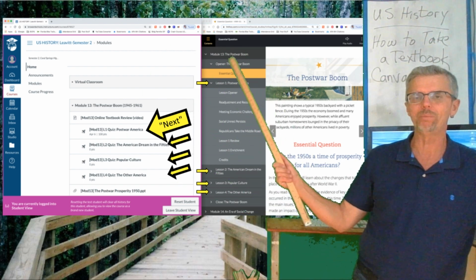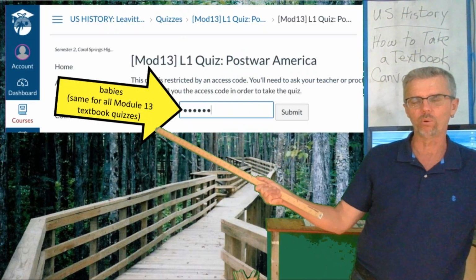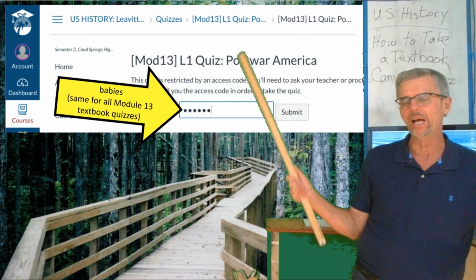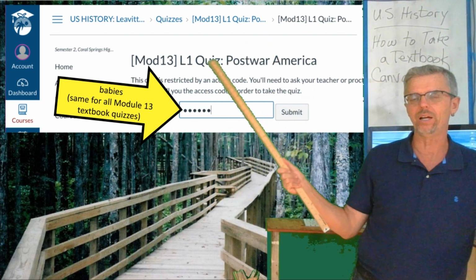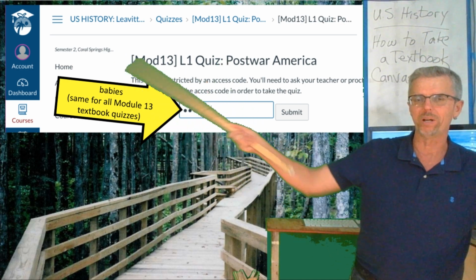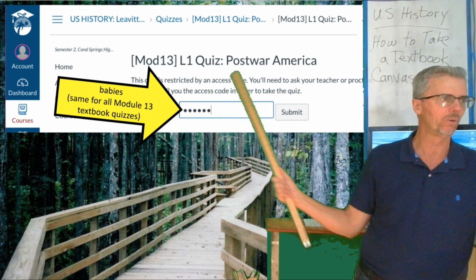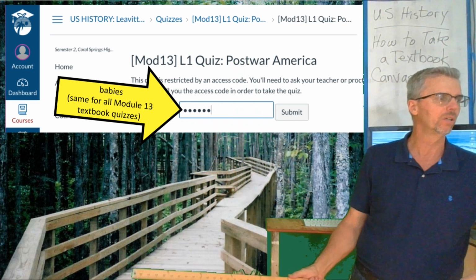And babies will be the access code for all 4 of these quizzes. In the future, I'm not going to put access codes in them, but on this one, I need to have access codes so that I make sure that everybody gets back and watches this video to get their access code. So it's babies, same for all of the Module 13 textbook quizzes.